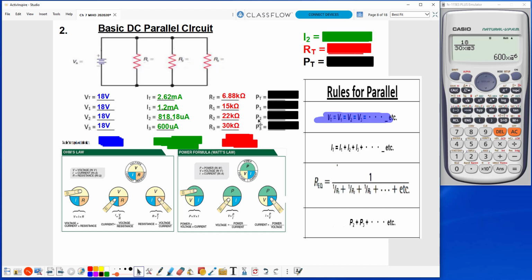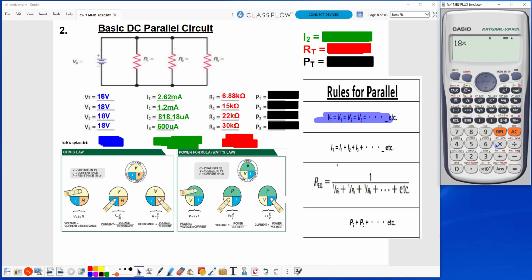All right, so finally we can do power. PT is equal to IT times VT. So I'm going to put my voltage in there first where I don't have to keep changing it. So we have 18 volts times 2.62 milliamps. Giving us, well, I must have did something wrong.